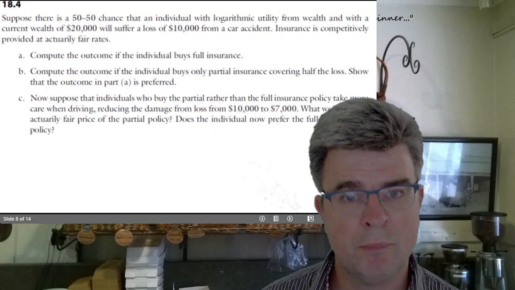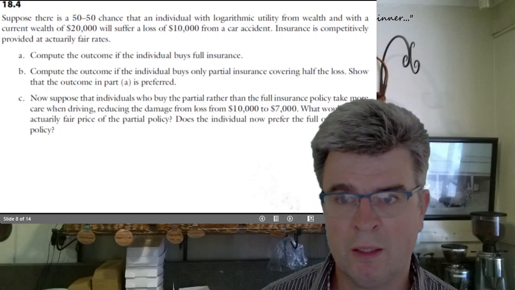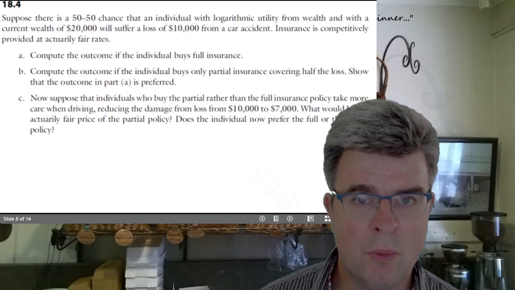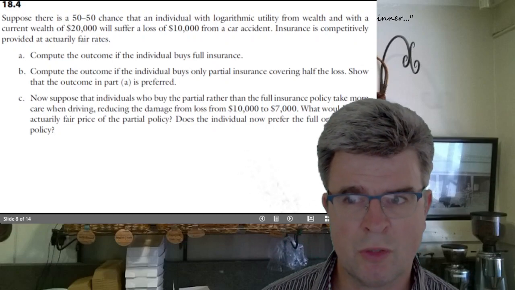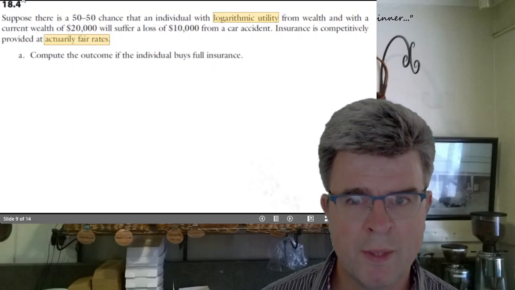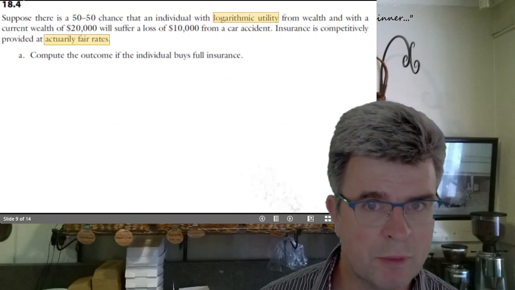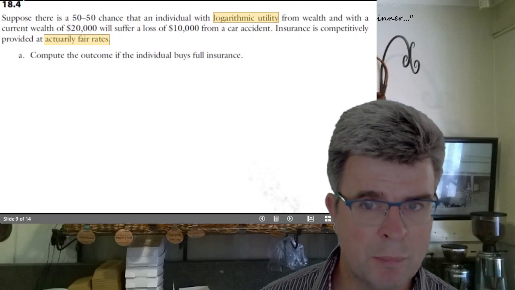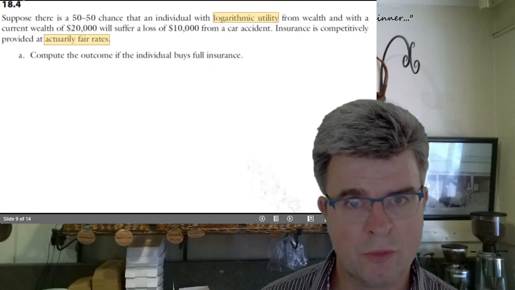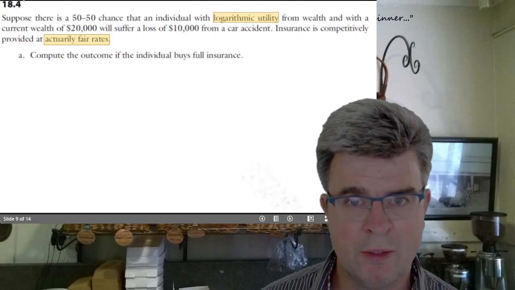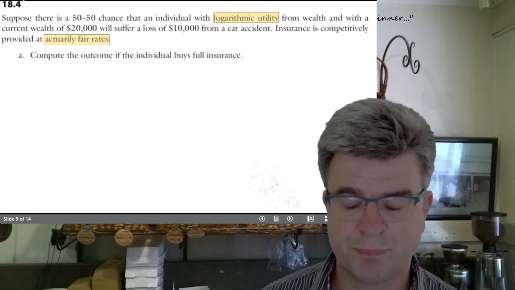We do them one by one, and it's always a good strategy to start with question A. And you need to note that this exercise has two pieces of information that are a little bit hidden. One piece is that the individual that we consider has a logarithmic utility function, and the second piece of information is that the insurance is competitively provided at actuarially fair rates. And these two pieces we need to use in order to get to a solution.